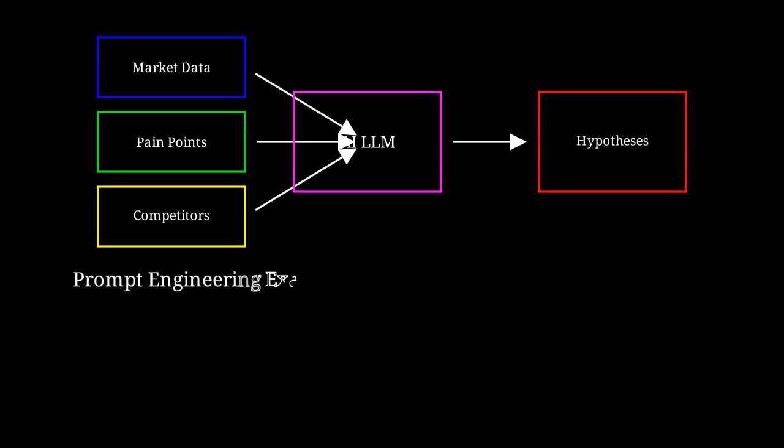Here's a concrete prompt. Given this market data showing the developer tools industry is growing at 15% annually, these pain points from Stack Overflow, where developers complain about slow code review cycles, and these competitors offering manual code review services, generate 5 specific hypotheses for AI-powered developer tools with target customer segments, price points, and value propositions.